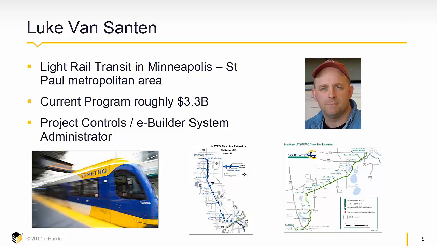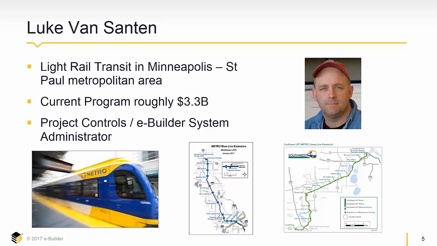Just to go over a couple things more about me, as I mentioned, I'm the eBuilder system administrator for the light rail transit project offices here in the Minneapolis-St. Paul metropolitan area. We implemented eBuilder in 2010 on our second light rail transit project, formerly known as the Central Corridor project. Now it's the Green Line. That was at the time the largest public works project in the history of Minnesota at just under $1 billion.